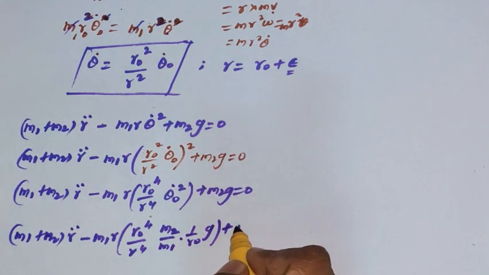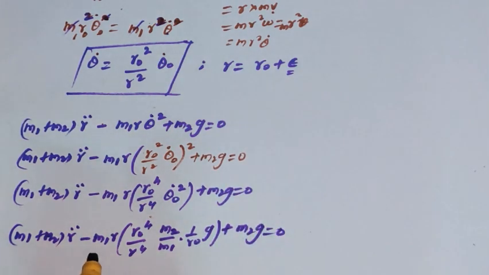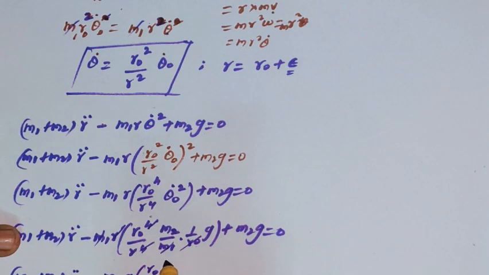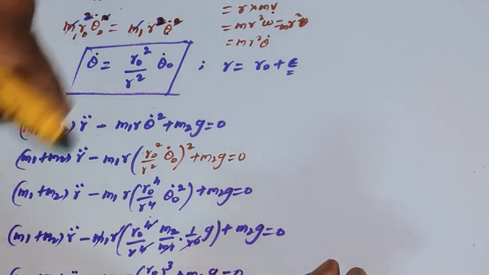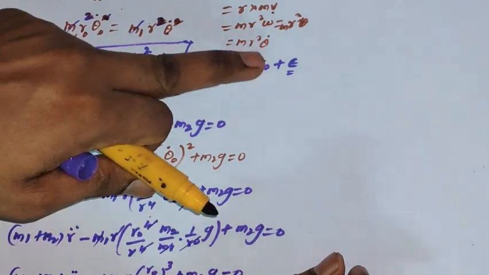This is m1 r naught θ double dot plus m2g equal to 0. So you can cancel the r naught, m1. So the final equation of motion: (m1 plus m2) r double dot minus m2 g times (r naught divided by r) whole cube. Here only one r we are cancelling, r naught also, so the cubic term will be there, plus m2g equal to 0.